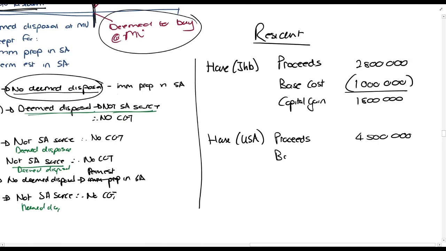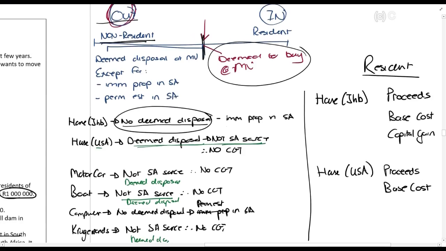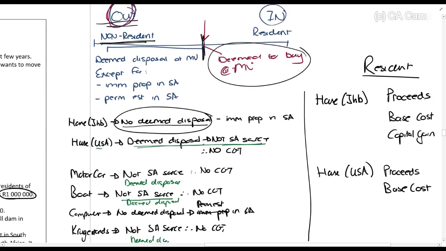And this is now where your CTA skills come in. What is the base cost? I want to remind you, she was a non-resident that became a resident. She moved from out of the net to in the net. This house in the USA was one of those. It was treated as if it was sold at market value and then bought back at market value on this date. So what is the base cost? Remember, she's now a resident. She bought this house back at market value.